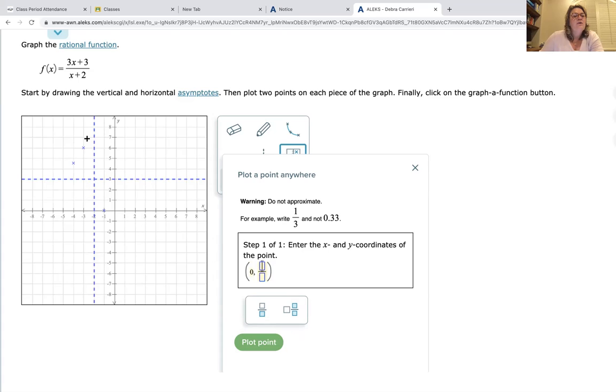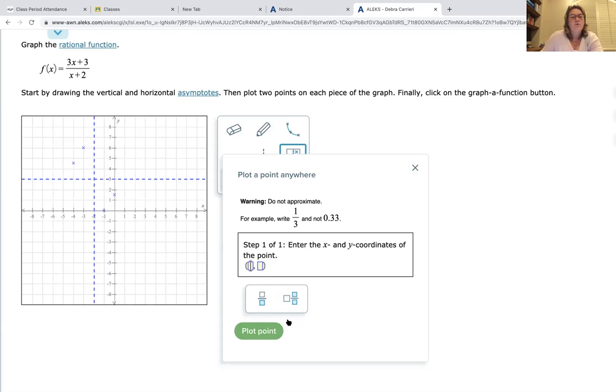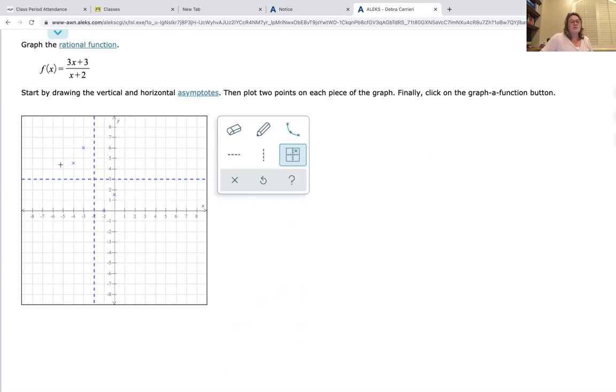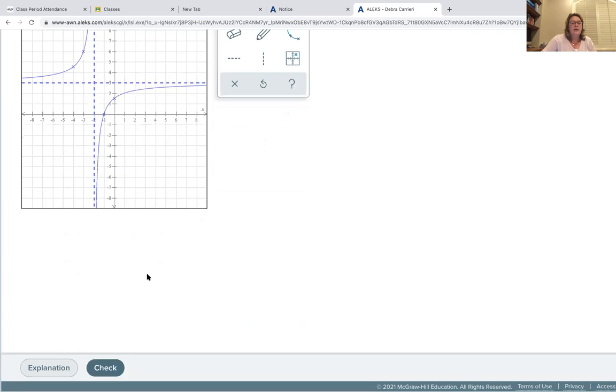When x is 0, I get 3 in the denominator and 2 in the numerator. Plot that point. I'm done. I got 2 points on each side. I can hit graph a function. Boom, it looks good. I'm happy with that.